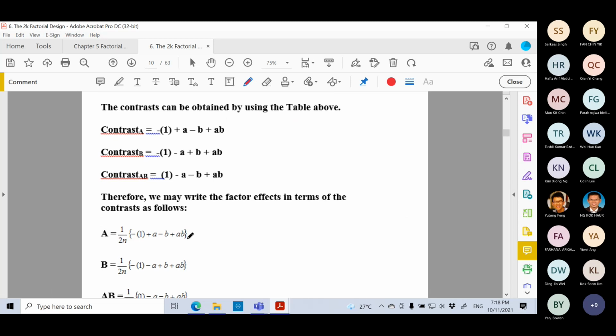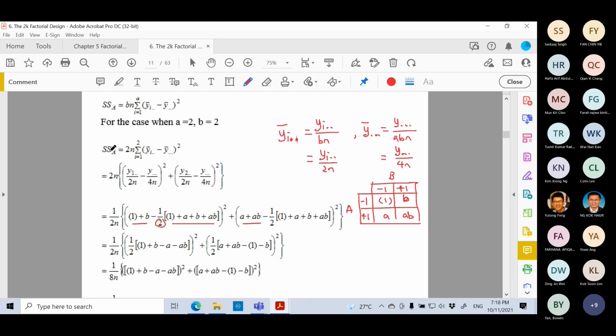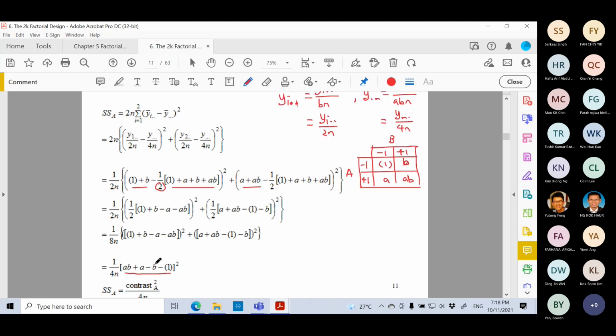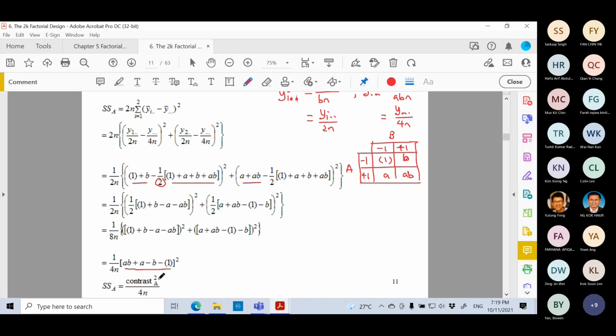So from the contrast itself, for factor A you have just 1 over 2n. If you want to get the sum of square, it is based on the contrast squared divided by 4n. So in general, the sum of square for factor A will be given by the contrast squared divided by 4n here.